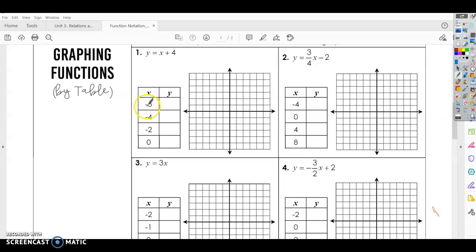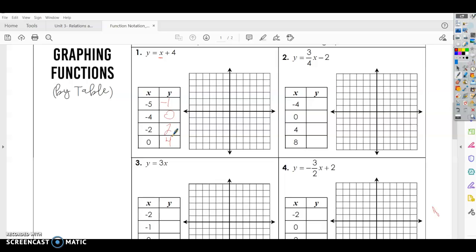All right, if I take -5 and plug it in for x, -5 plus 4 is -1. Then I take -4 and put it in for x. -4 plus 4 is 0. I take -2 plus 4, I get 2. And I take 0 and add it to 4, I get 4.